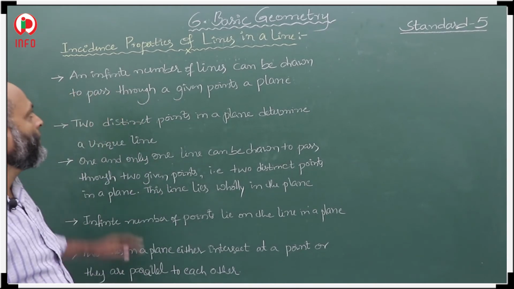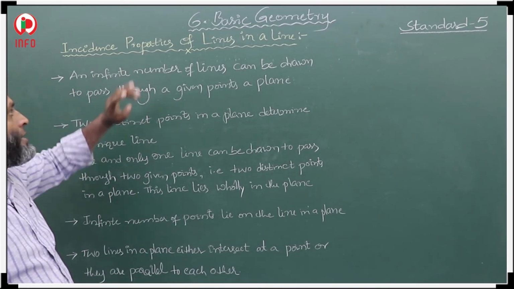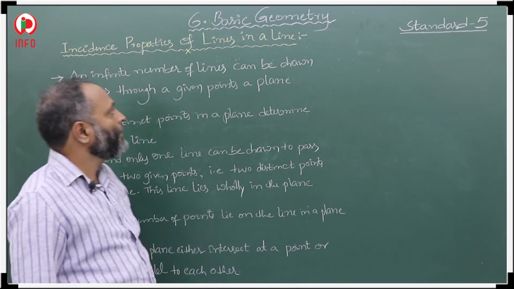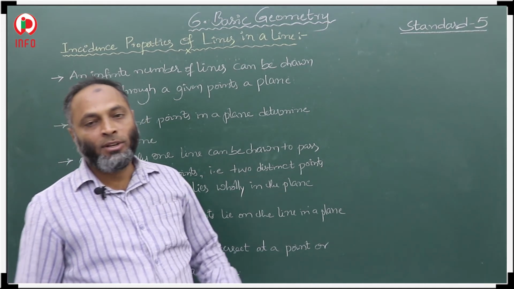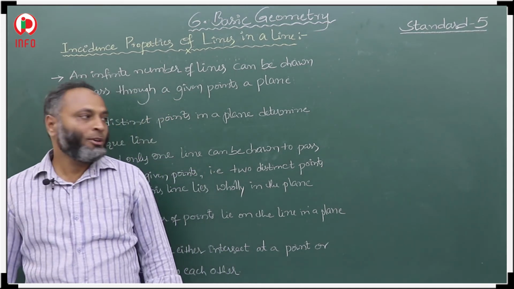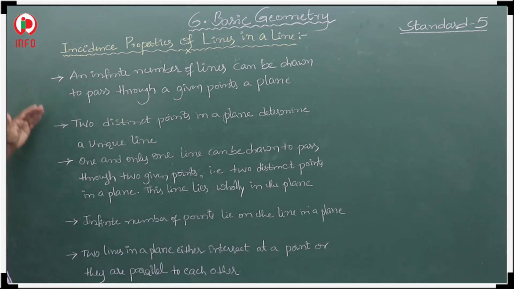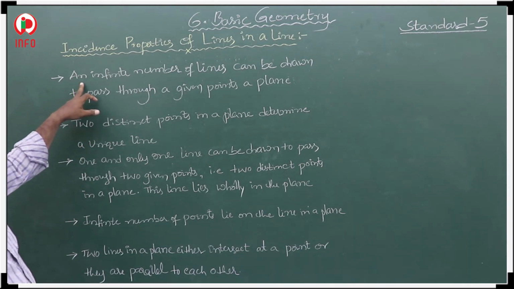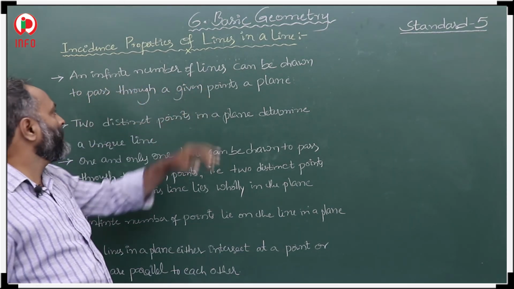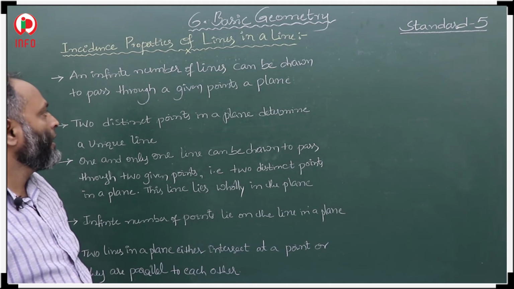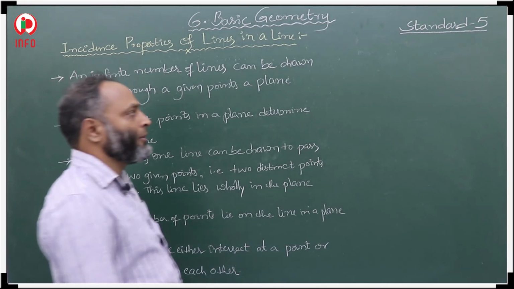Now see here, the incidence properties of lines. So what are the properties? Some properties are given here, total 5 properties. In this, what is the first property? An infinite number of lines can be drawn to pass through a given point.